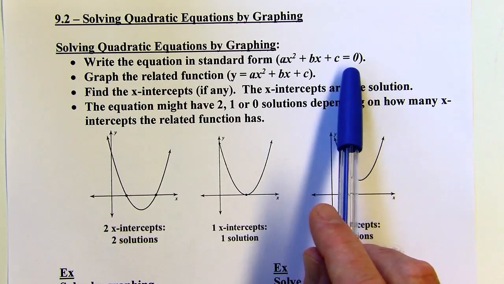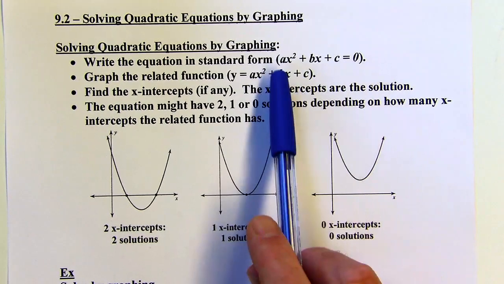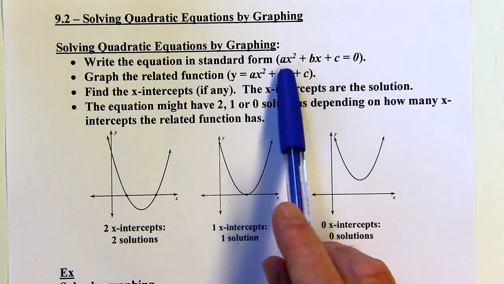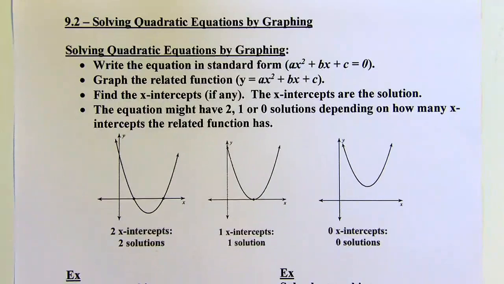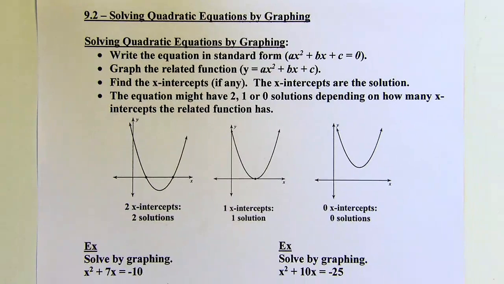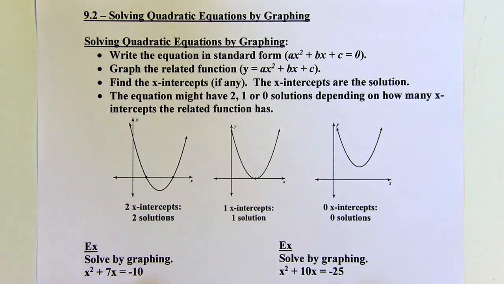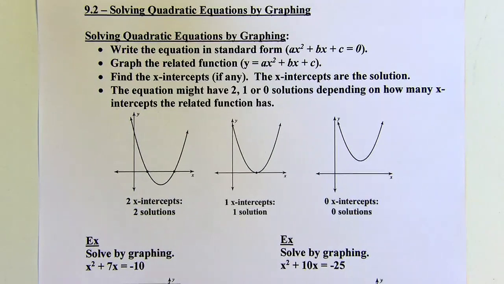Okay, it could be equal to 0 or something else, but first you'd want to set it equal to 0, and you want the x squared term first, then the x term, and then the constant. So you'd want to put it in standard form if it isn't already. When you look down to these two examples at the bottom of the page, first thing I'm going to do is put them in that format. So they're in standard form.